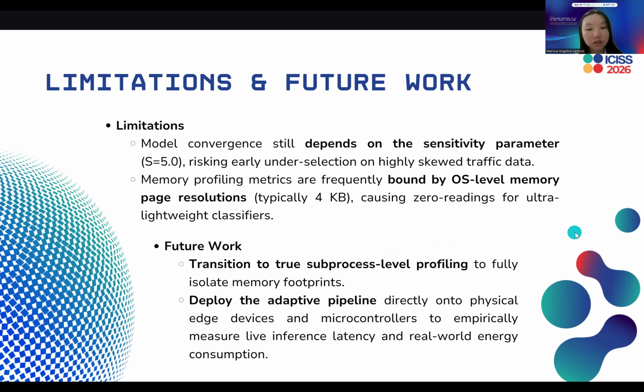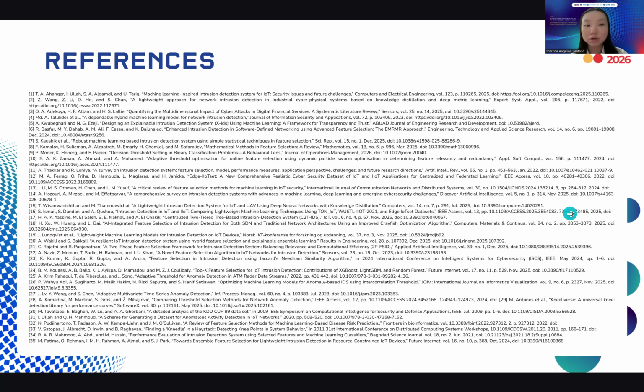Two limitations are worth noting. Model convergence still depends on the sensitivity parameter at 5, which risks early underselection on highly skewed traffic data, and memory profiling metrics are frequently bound by OS-level memory page resolutions, typically at 4 KB, causing zero readings for lightweight classifiers. For future work, we plan to transition to true sub-process level profiling to fully isolate memory footprints, and to deploy the adaptive pipeline directly onto physical edge devices and microcontrollers to empirically measure live inference latency and real-world energy consumption. And here are some of the references that we used for the paper.